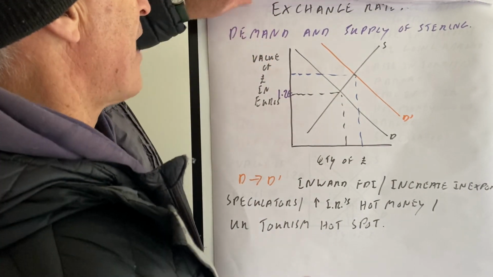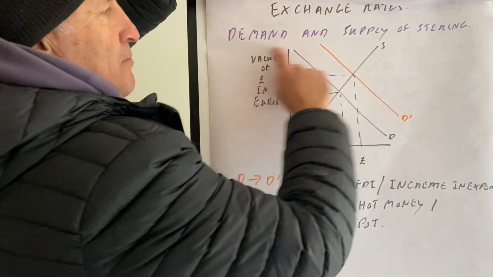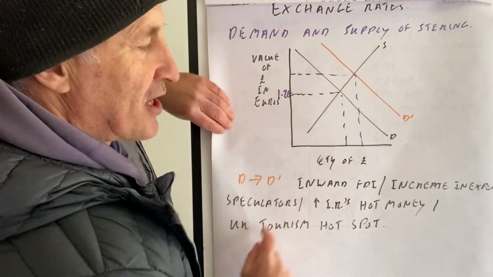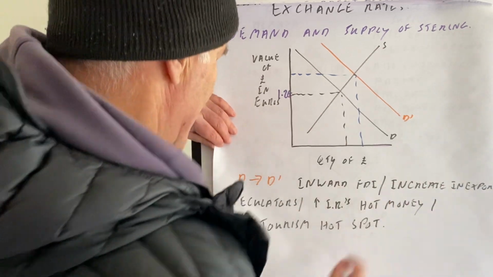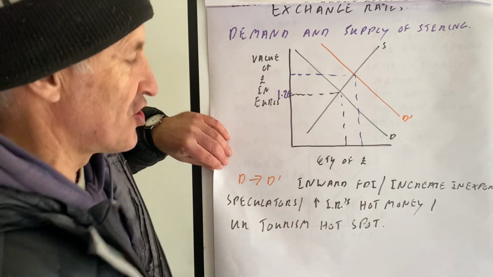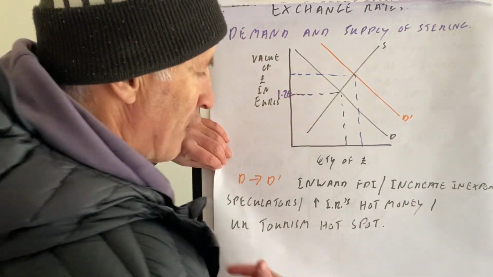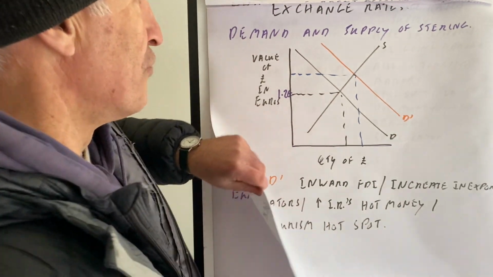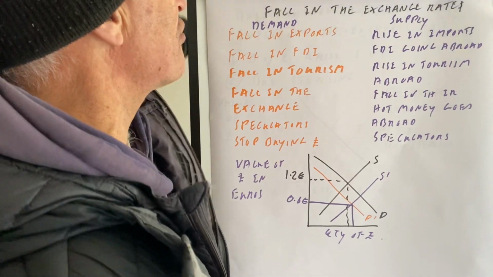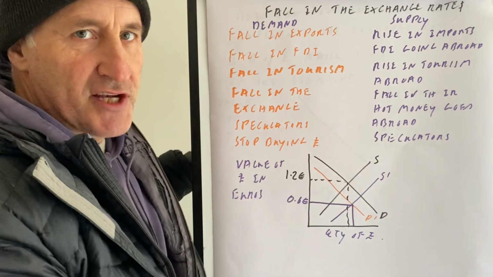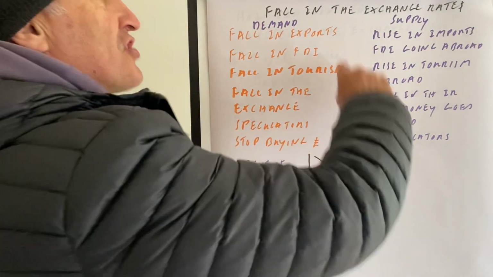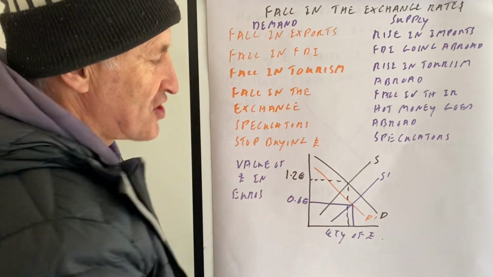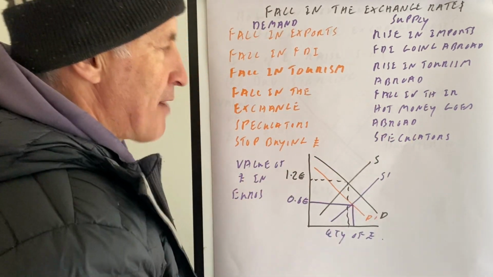Right, next bit up on here: exchange rates, demand and supply of sterling. The demand can increase with inward FDI, an increase in exports, speculators buying sterling, an increase in the interest rate, hot money coming into the UK, UK tourism hotspots. All these are reasons why the exchange rate will go up. Okay, so the exchange rate is determined by the demand and supply of sterling. Okay, this is a diagram here.